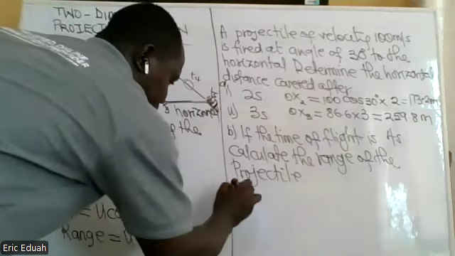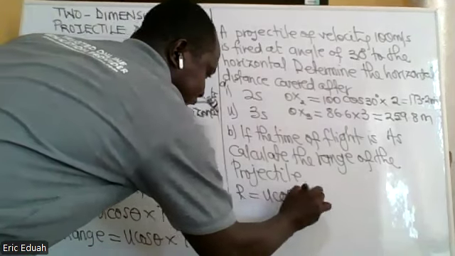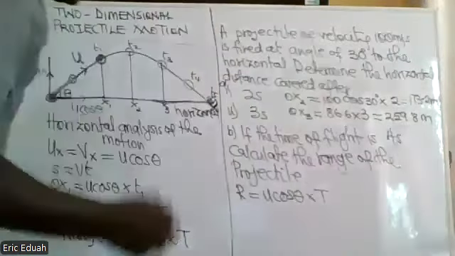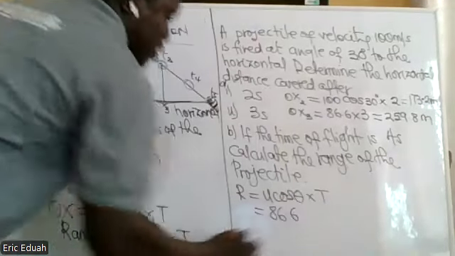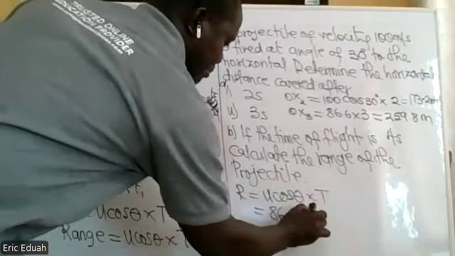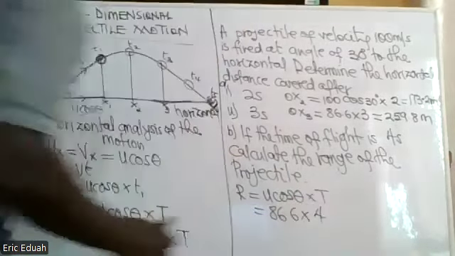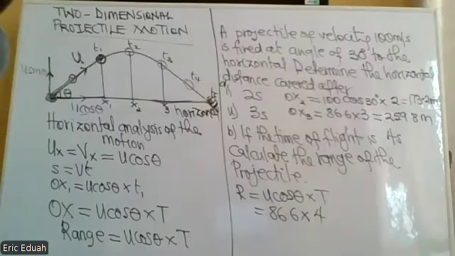The range of the projectile is u cos theta times the time of flight. So the same thing: 86.6 is the constant horizontal velocity times the time of flight, which is 4 seconds. And you are good to go. I'm sure this one, everybody must get it right.